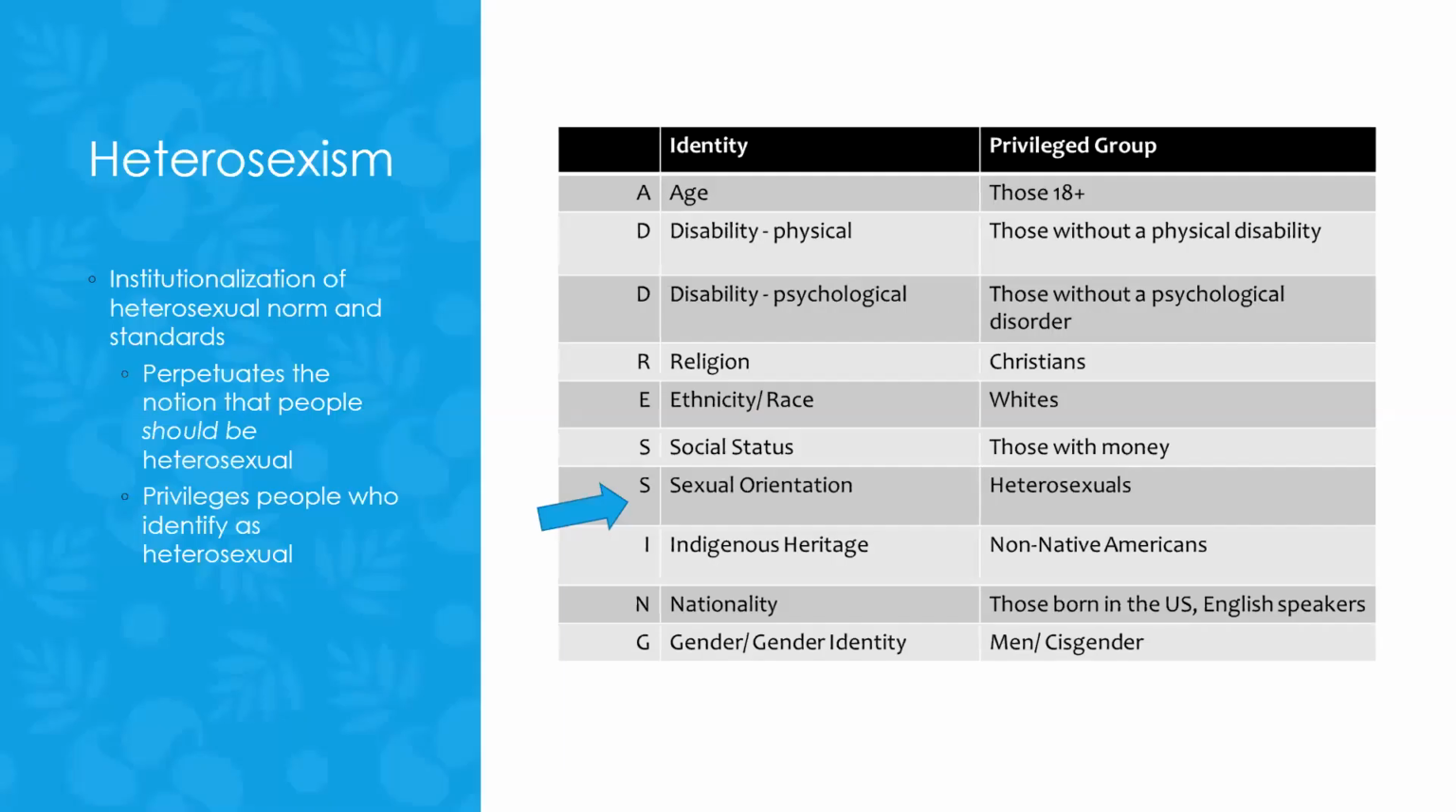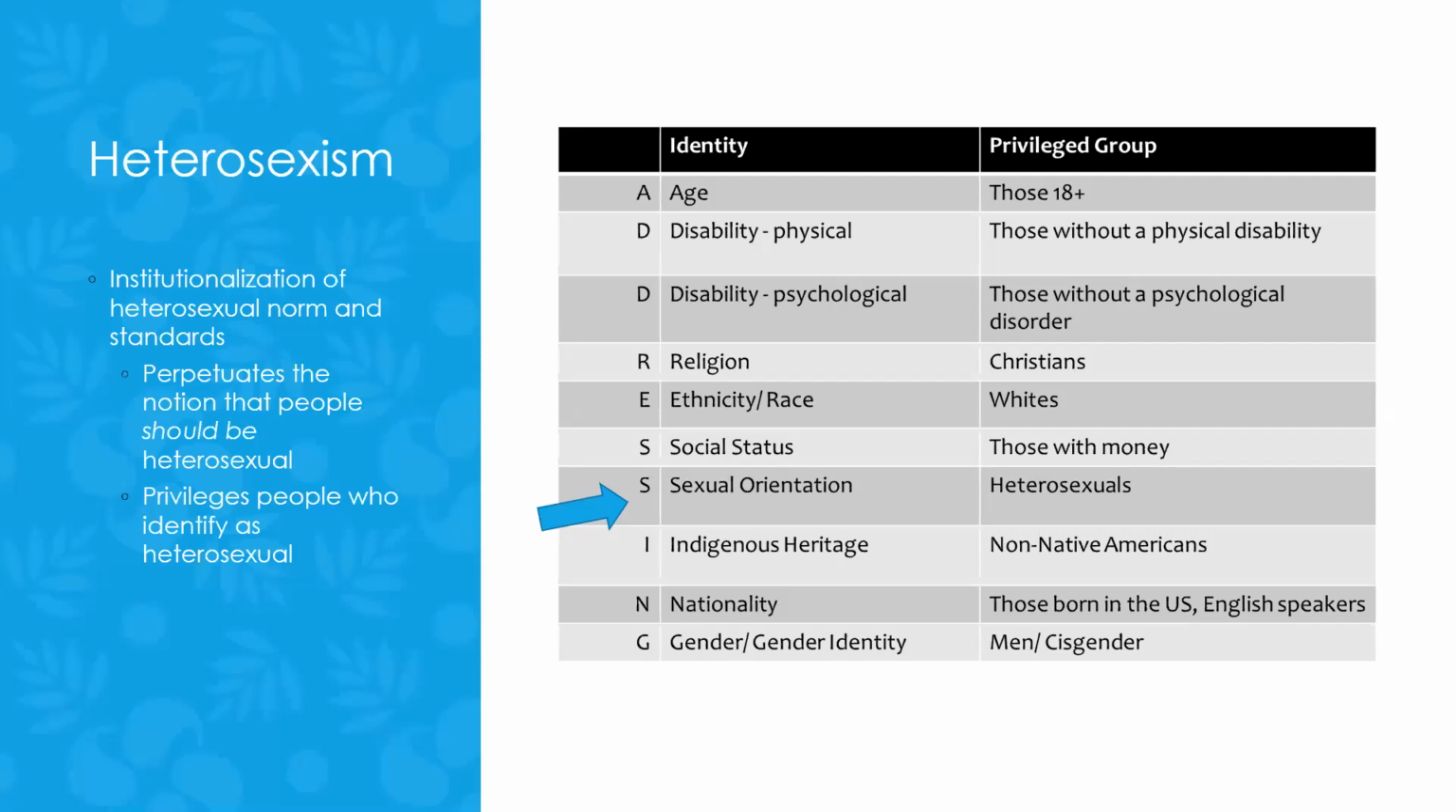So now we're moving on to heterosexism. We're going to talk about what it is, what it focuses on, and so forth. So if we're looking at the screen, the addressing model, we're going to be focusing on S, sexual orientation. And those who are part of that privileged group are those who identify as heterosexuals.